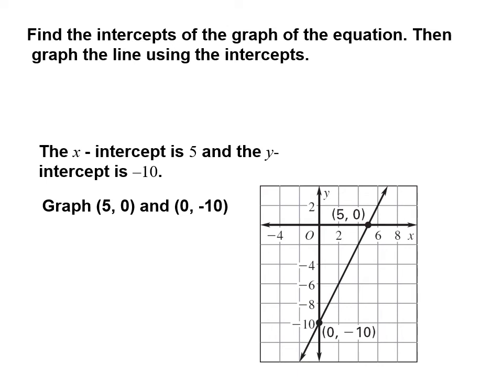In this problem, we will find the intercepts and then graph the equation. The equation is y = 2x - 10. Please pause the video and find the intercepts. The x-intercept is 5 and the y-intercept is -10.